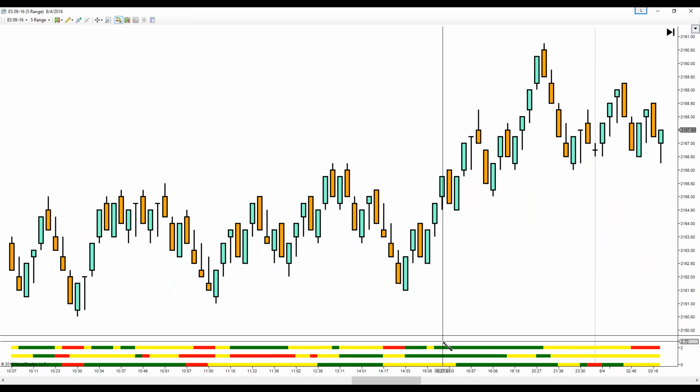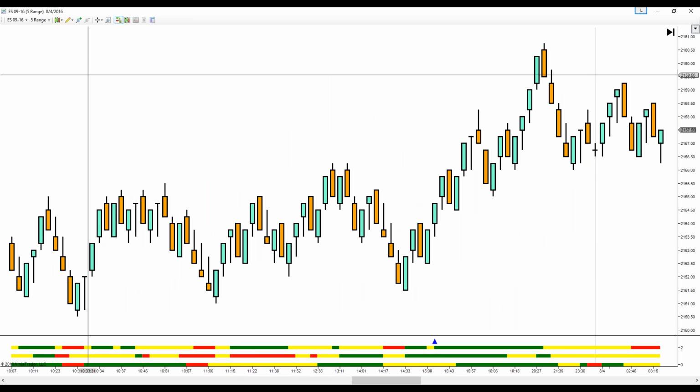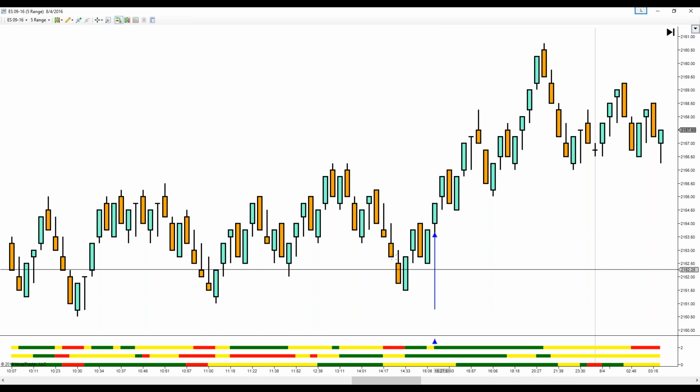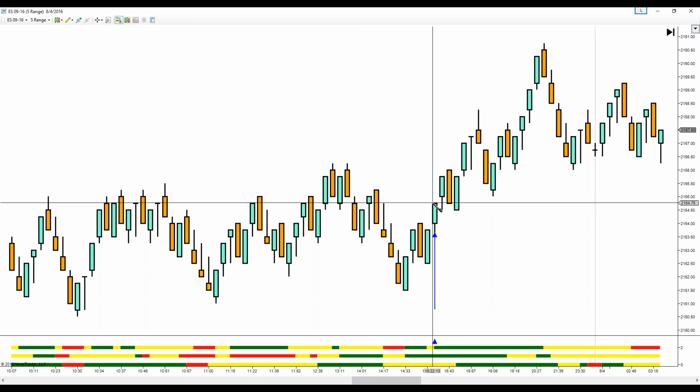Here's another one right here. It goes green, green, right on this candle, right here. Now, I will not take a trade on the E-mini unless I get two quant lines aligned in the direction of my trade.